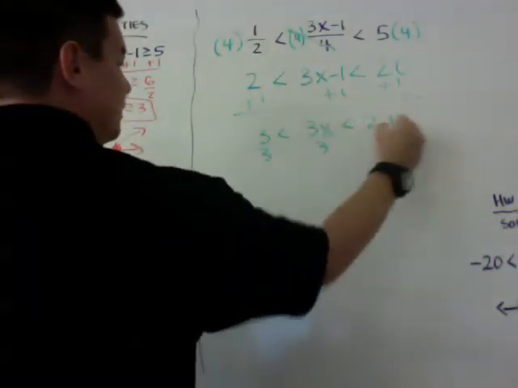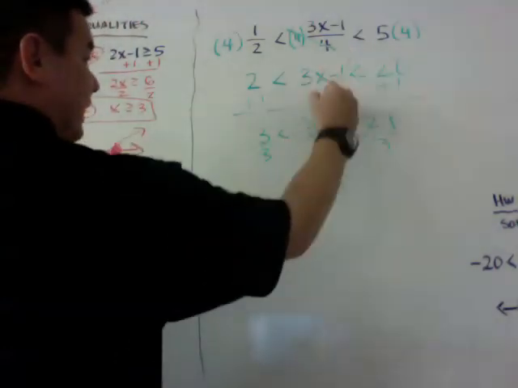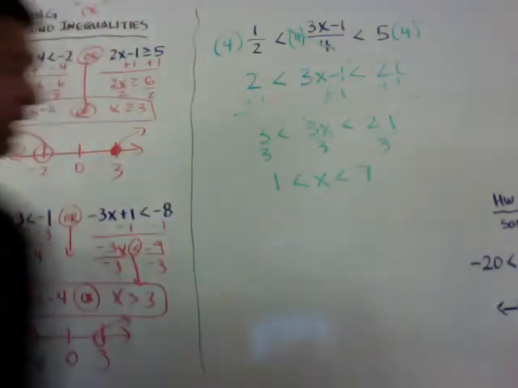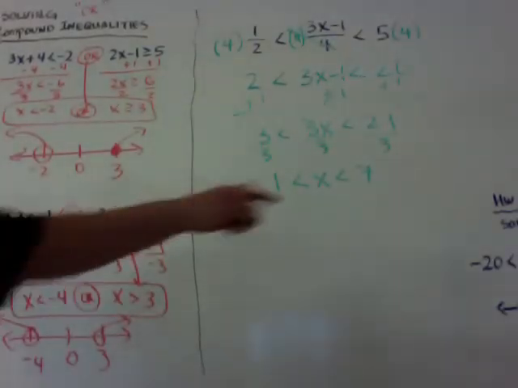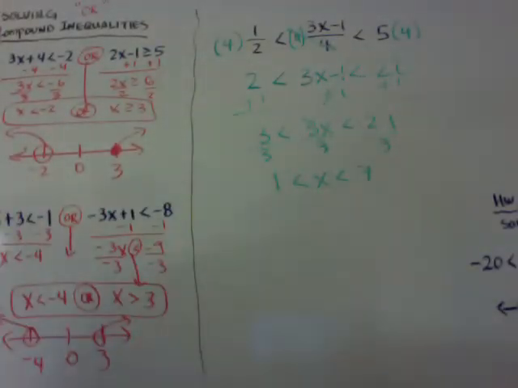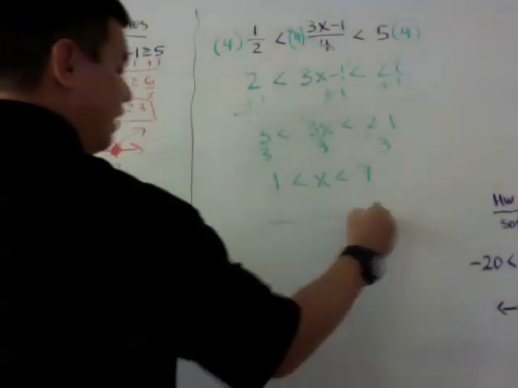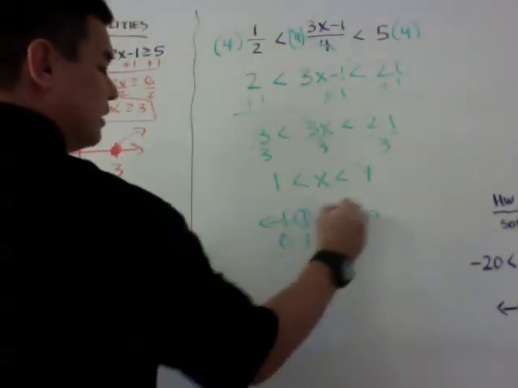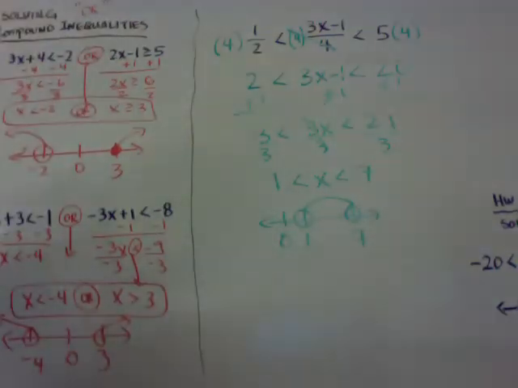Divide by 3 to get rid of this. And I got rid of that. So it becomes 1 less than x less than 7. Okay, another way of saying it, x is between 1 and 7 exclusive because it's open circles. When I graph it, put the 0, put the 1, put the 7, open circles, and if it's an and, it's between. Okay, hopefully this helps you guys.